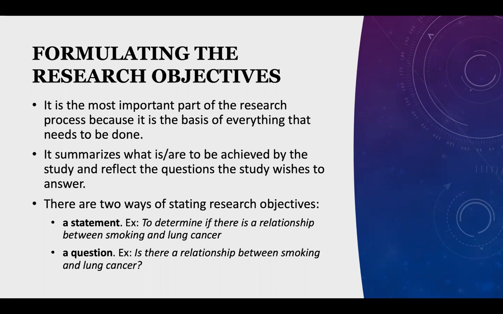The research objective is the most important part of the research process because it is the basis of everything that needs to be done. It summarizes what is or what are to be achieved with a study and reflects the questions the study wishes to answer. There are two ways of stating research objectives.